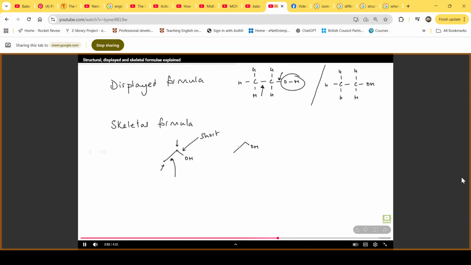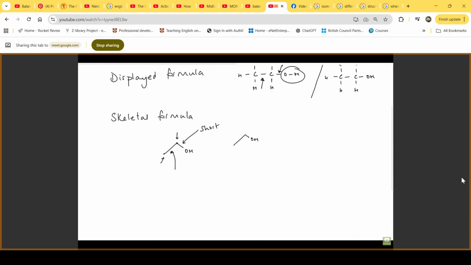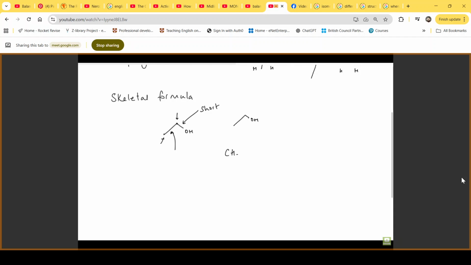Let's have a look at a slightly more complicated molecule. How about CH3, C, CH3, OH, CH3. So we've got a structural formula. Remember we did isomers and we had the CH group going around in places, right? Yeah. So this is some form of isomer.